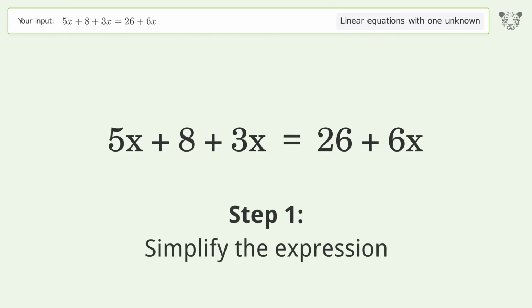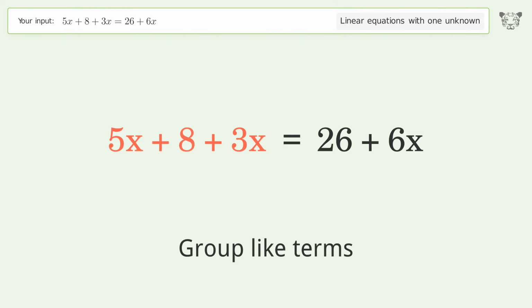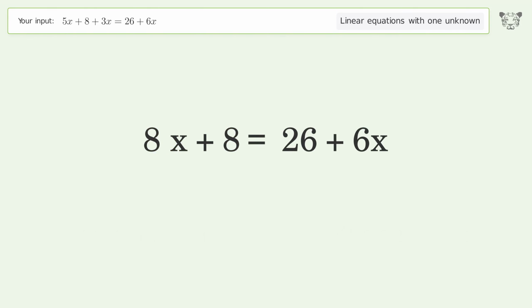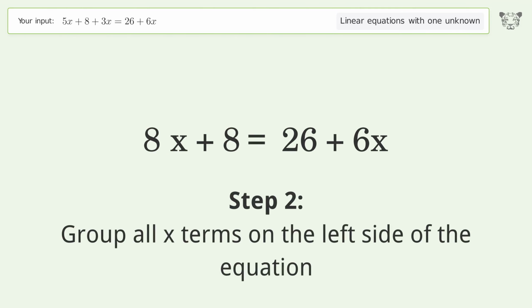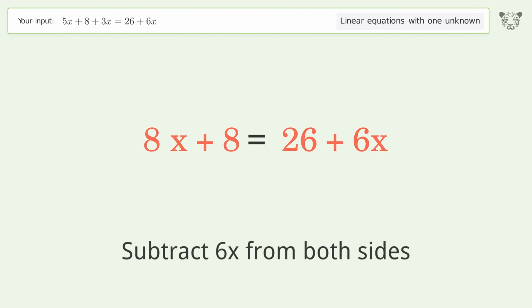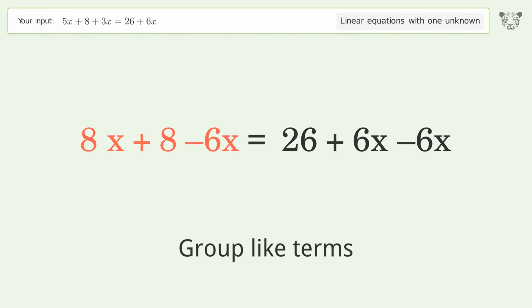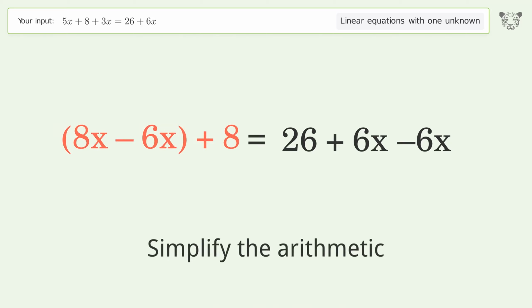Simplify the expression. Group like terms. Simplify the arithmetic. Group all x terms on the left side of the equation. Subtract 6x from both sides. Group like terms. Simplify the arithmetic.